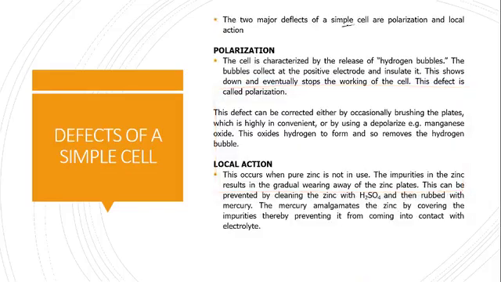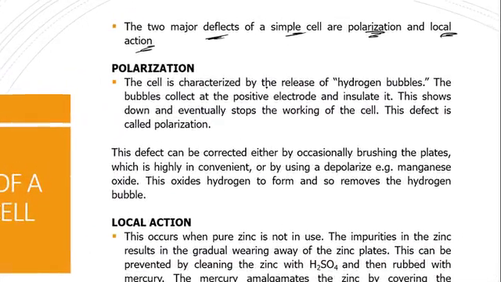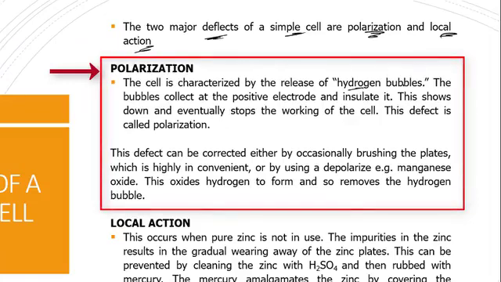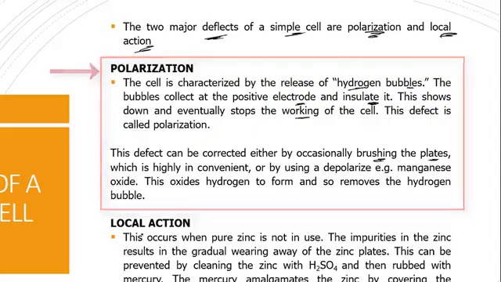Now, when it comes to simple cells, we have two major defects of simple cells, which are polarization and local action. Polarization refers to the release of hydrogen bubbles. When hydrogen bubbles collect at the positive electrode, it ends up insulating it such that current cannot flow through it again, and this eventually stops the working of the cell. This defect can be corrected by brushing the plate.